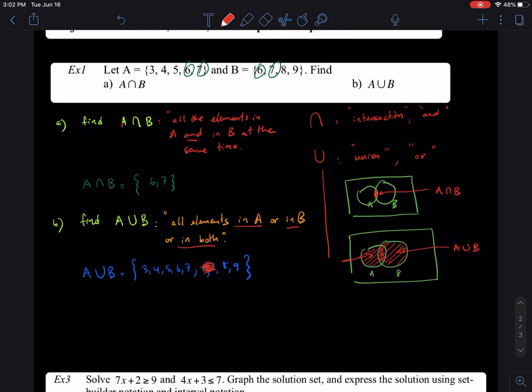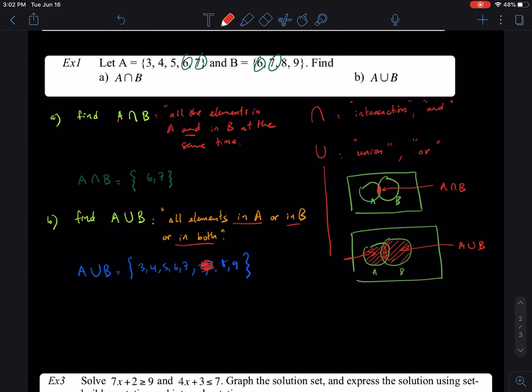Now, with a small set like this here, it's pretty straightforward to look at the two sets and figure out their union and intersection. It's not so easy when these sets are arbitrary sets or sets that contain infinitely many numbers or just so many elements in it. We can't really list out all of them.